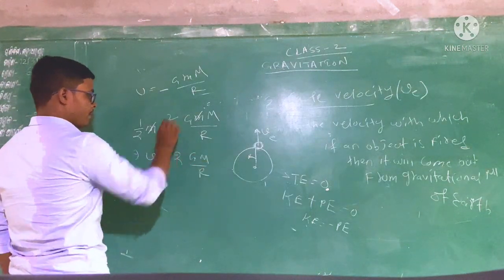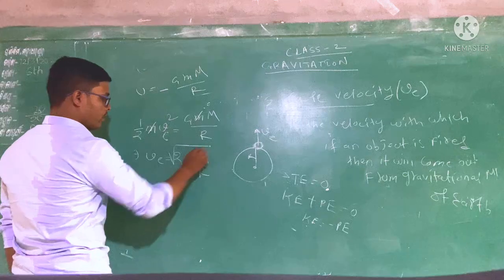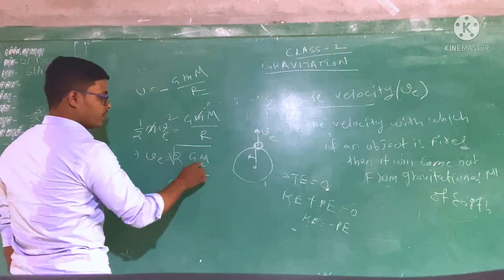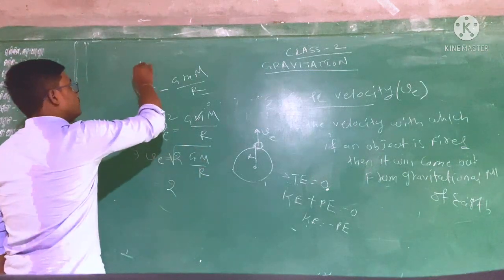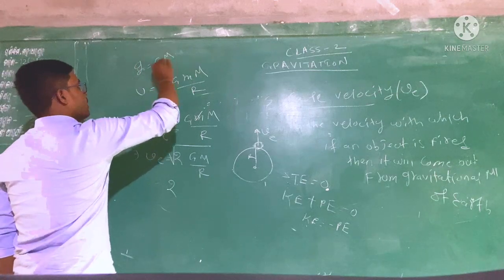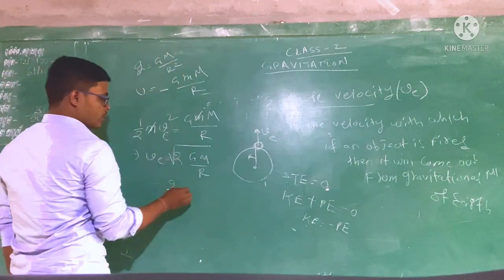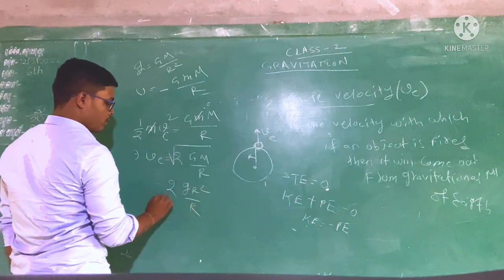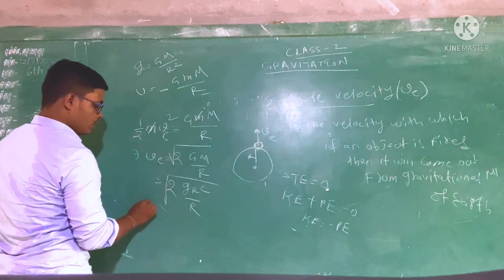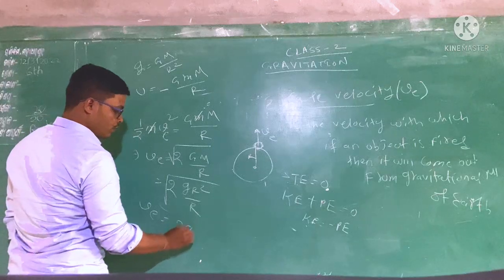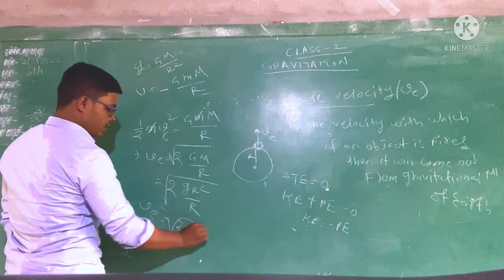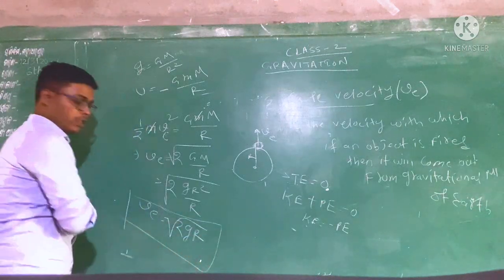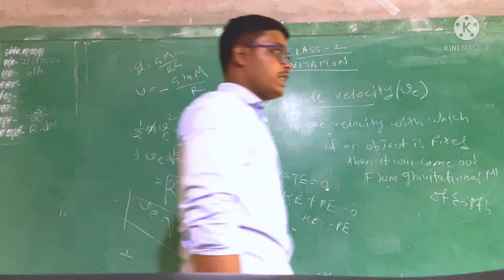So this is the half mv square and it is root. Okay. What is GM? Again we have to know g equal to GM by r square. So what will be GM? That is nothing but g r square. Divided by r, root over. Hence the escape velocity is square root of 2gr.